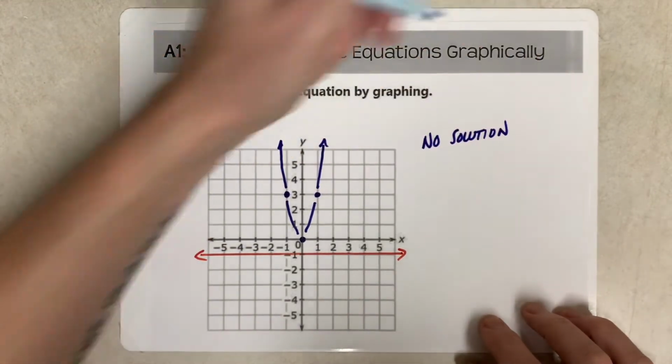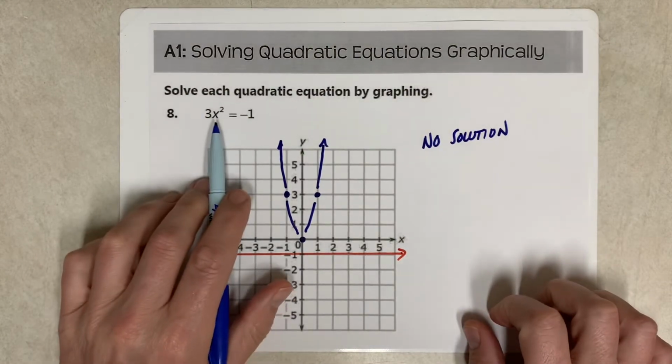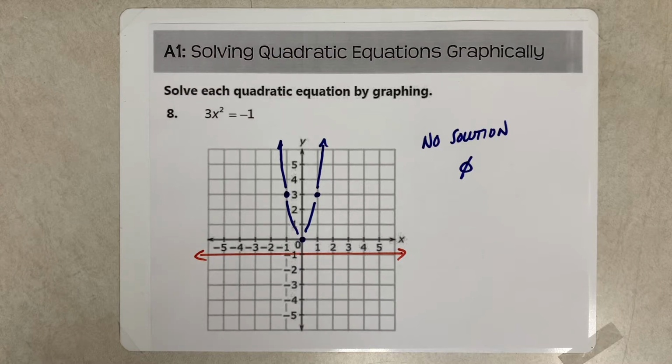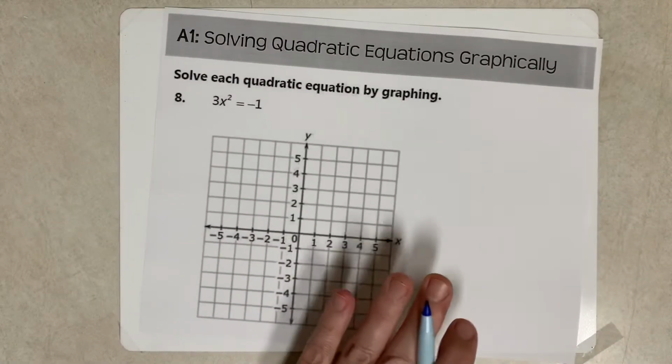There is no real x value you can plug in that makes that a true statement. Later on, there will be a solution, but it won't be real. It'll be complex.